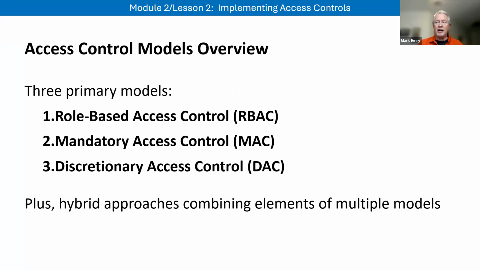There are three models plus a hybrid that we're going to talk about today. The first is role-based access control, which is often referred to as RBAC. Second one is mandatory access control, or MAC. And the third is discretionary access control, referred to as DAC. Plus, again, the option of a hybrid combining elements of multiple models.